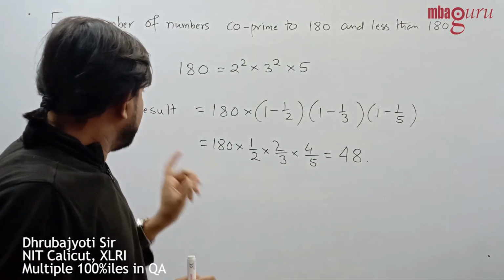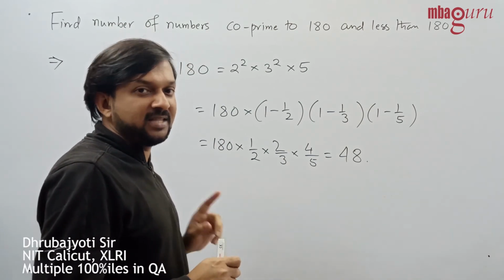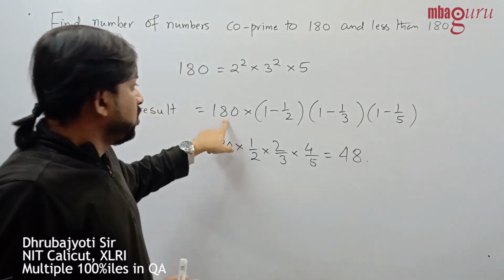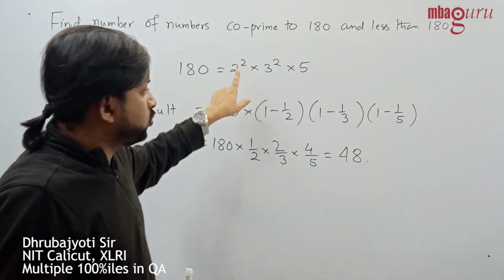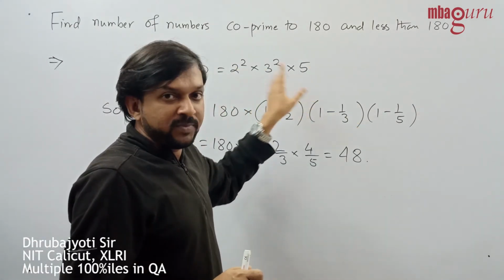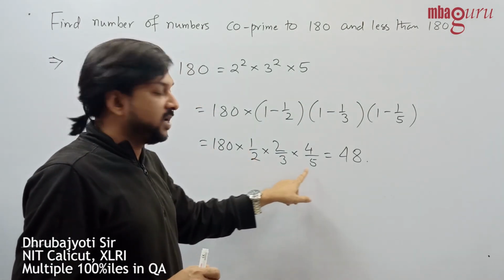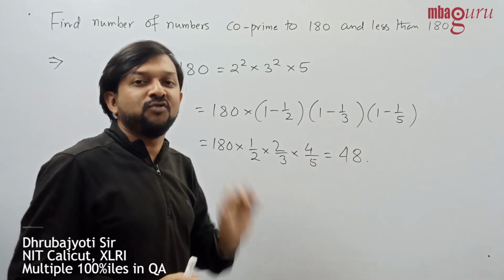And therefore, as we have just learned, the total number of numbers which will be coprime to 180 and less than 180 can be found out as 180 into 1 minus 1 by 2 into 1 minus 1 by 3 into 1 minus 1 by 5. Or in other words, 180 into 1 by 2 into 2 by 3 into 4 by 5, total 48 numbers.